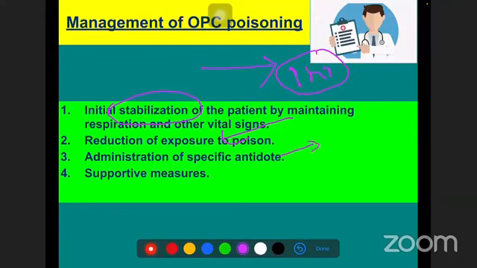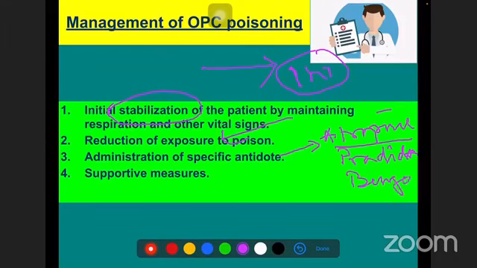What are the specific antidotes? First antidote is atropine. Atropine is the cornerstone of the treatment for OPC poisoning. Then it is pralidoxime or obidoxime, and last is benzodiazepine. Benzodiazepine means sedative. It may be lorazepam, diazepam, or anything. It is benzodiazepine.